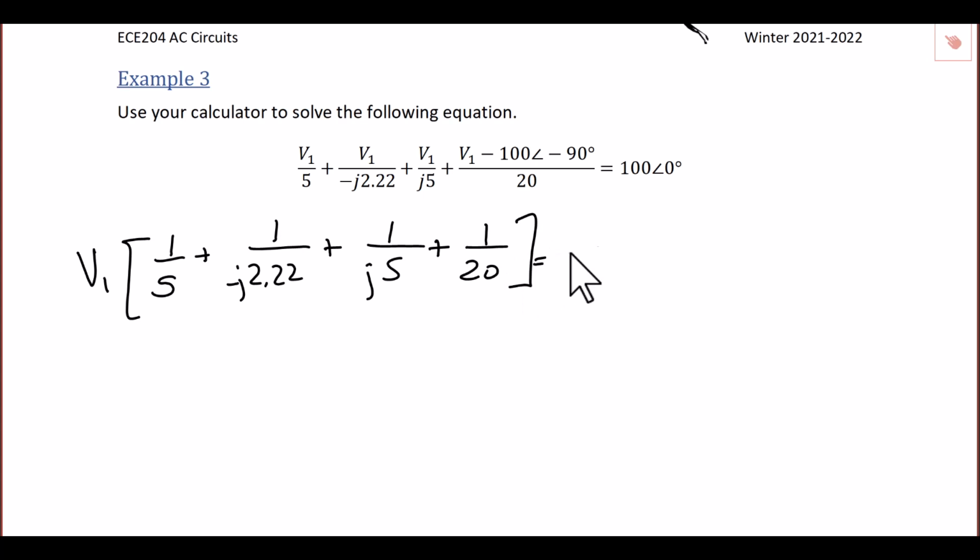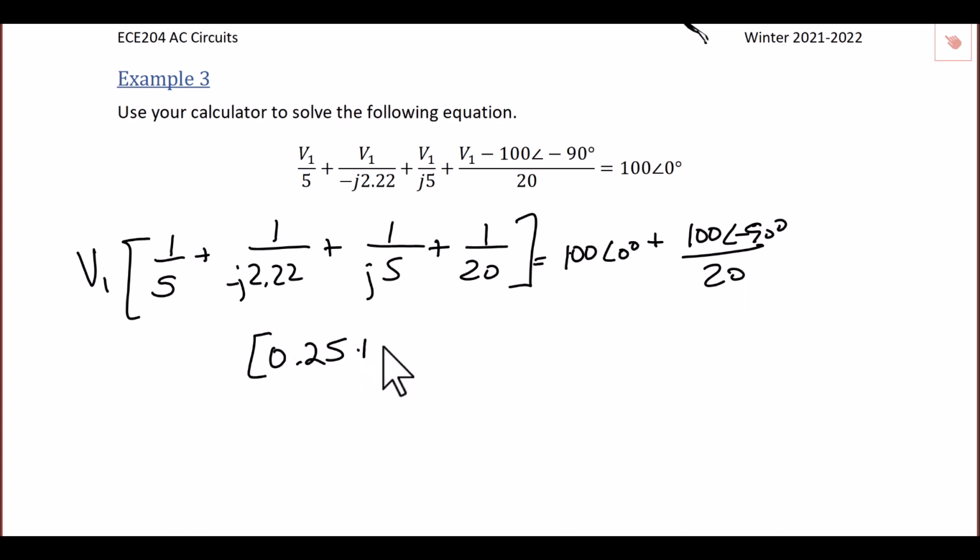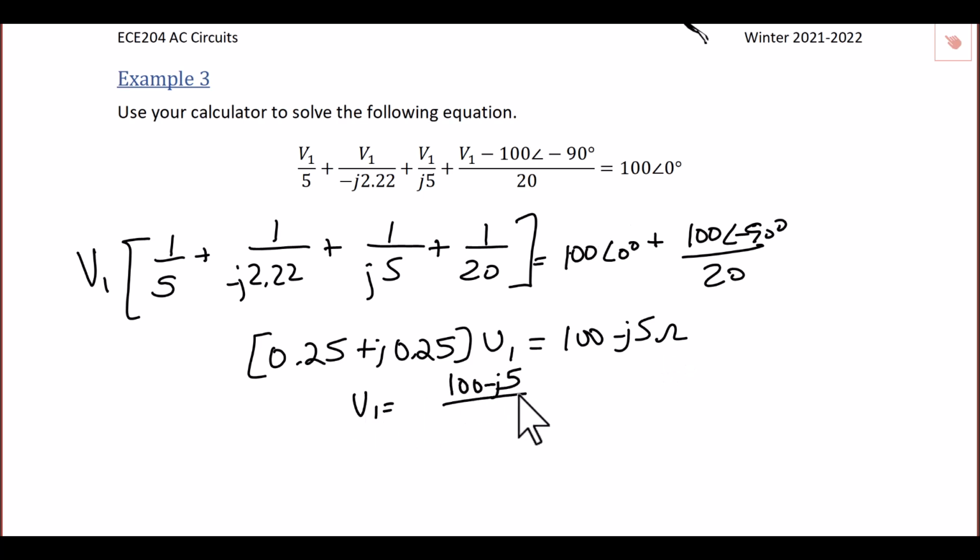So similarly before, even though it's not a system of equations, we still collect like terms. So all of the terms with V1 will be on the left and all of the constants will be on the right. So we'll have V1 times the quantity, 1/5 plus 1 over negative J2.22 plus 1 over J5 plus 1 over 20. And that equals 100 with an angle of 0 degrees plus 100 with an angle of negative 90 degrees over 20.